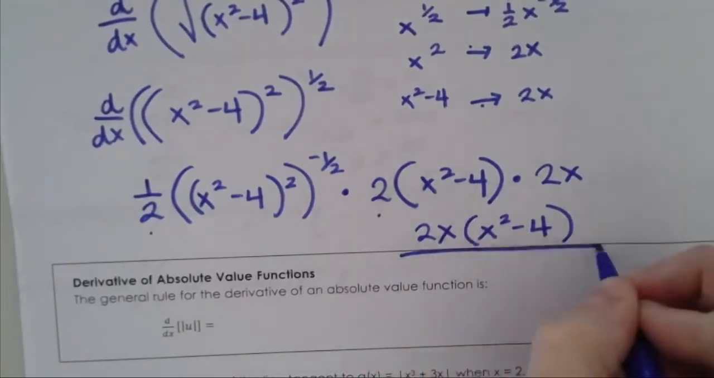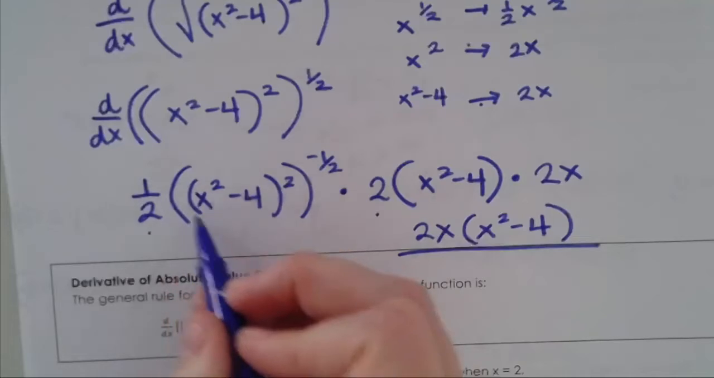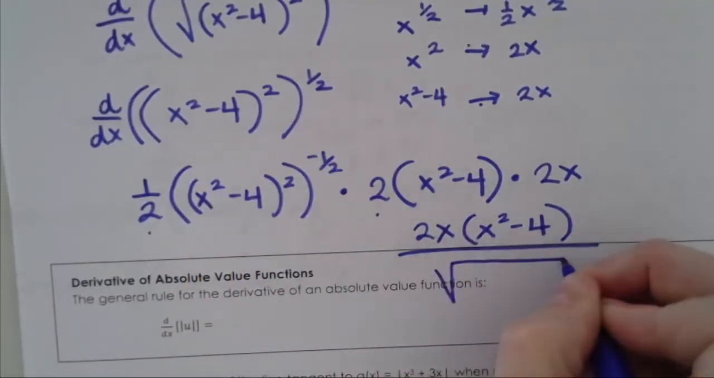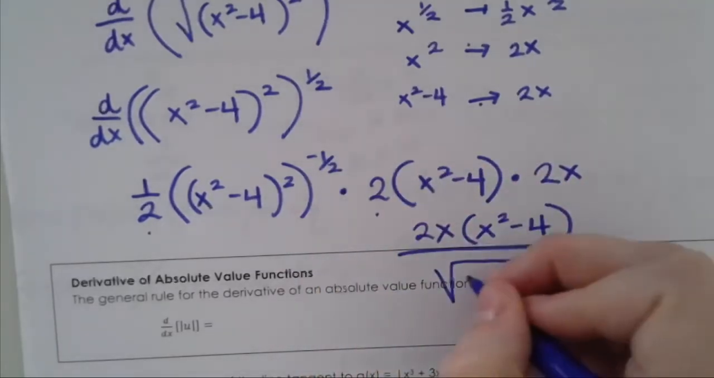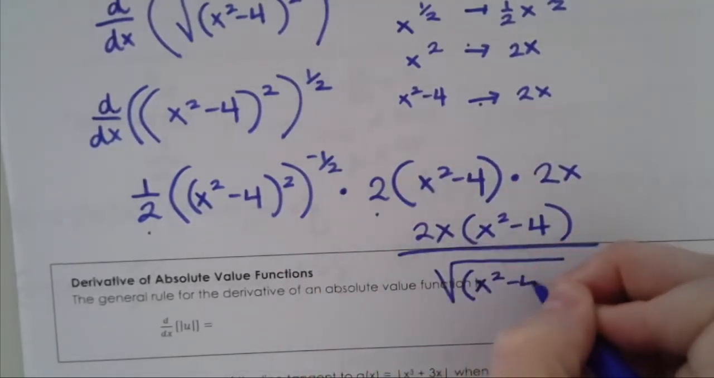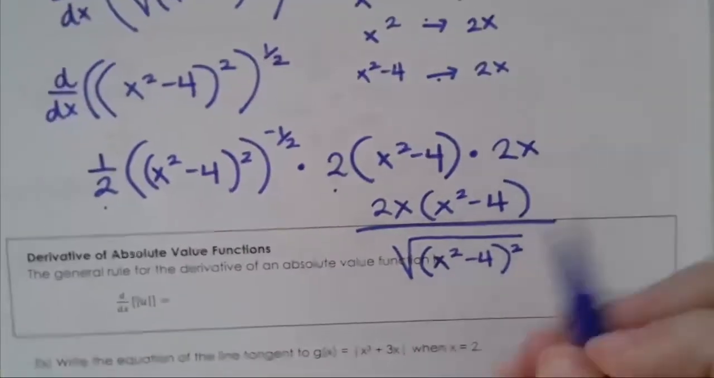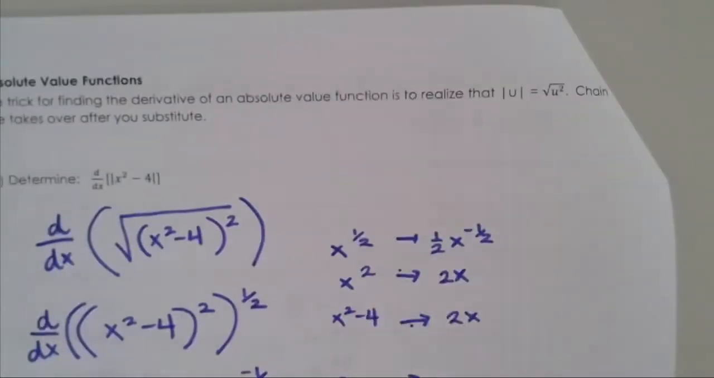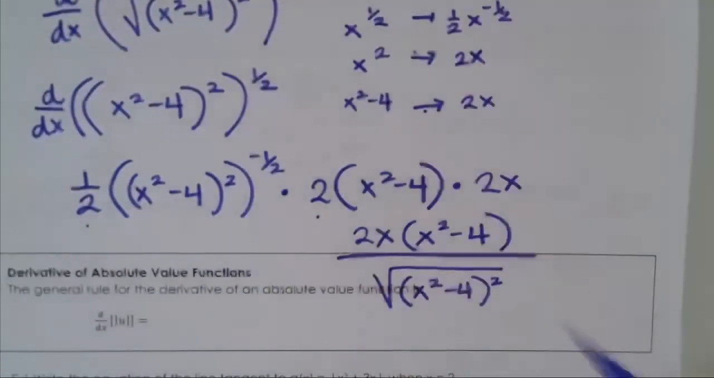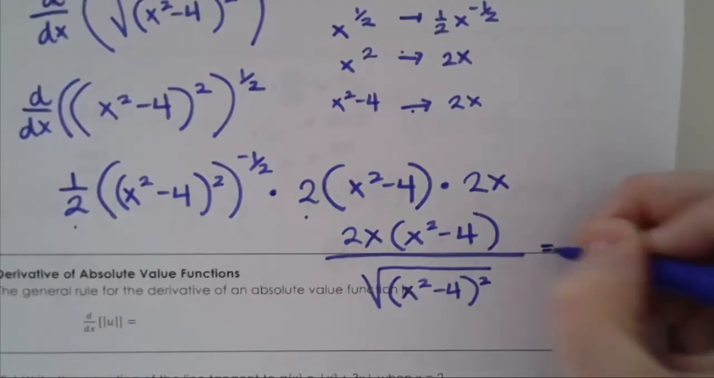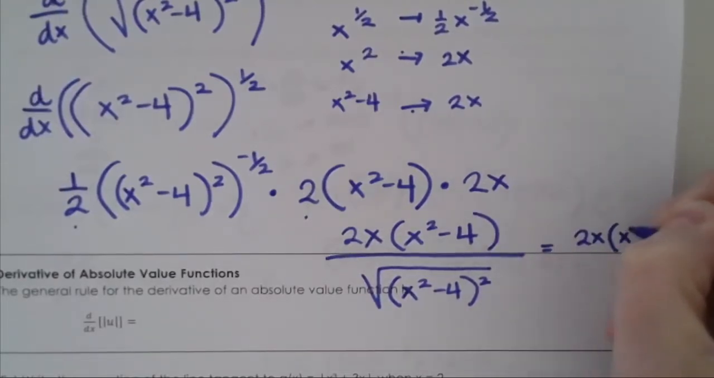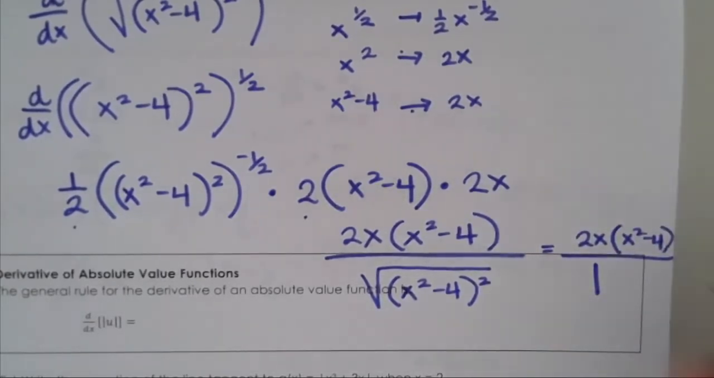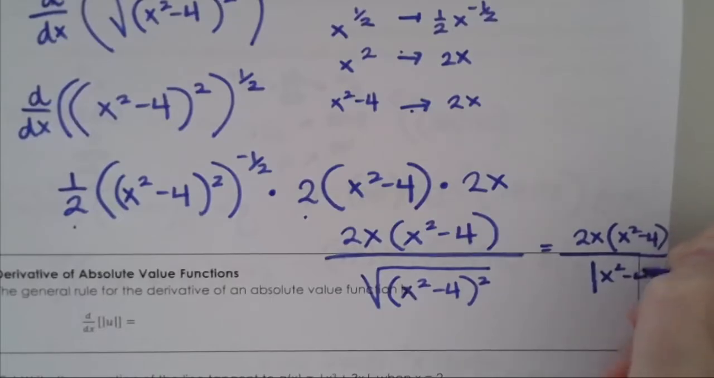And then on the bottom, what I have is this piece right here. All of this needs to go to the bottom. So what I have is the square root on the bottom, that's that -1/2, of x squared minus 4 squared. And then from here, we have to recognize, remember the trick of squared and square root is the same thing as absolute value. So your final answer in absolute value form would be 2x times x squared minus 4 on top over the absolute value of x squared minus 4.